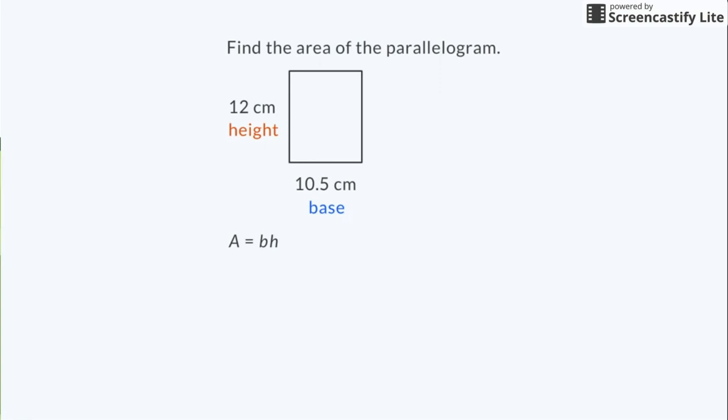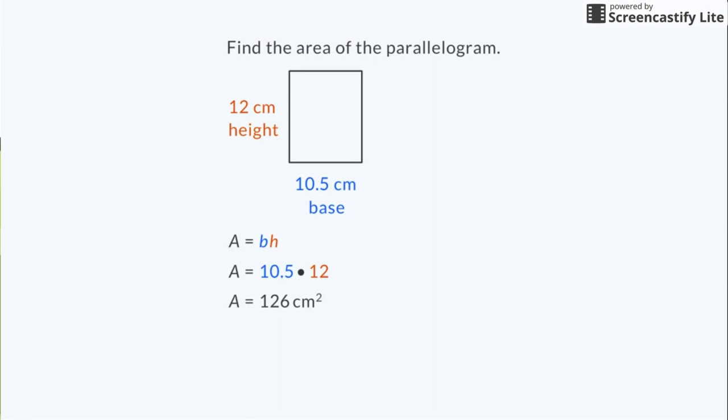Now, I will substitute the values for the base and the height in the formula and solve for the area. I have A equals 10.5 times 12. When I multiply 10.5 times 12, I get 126.